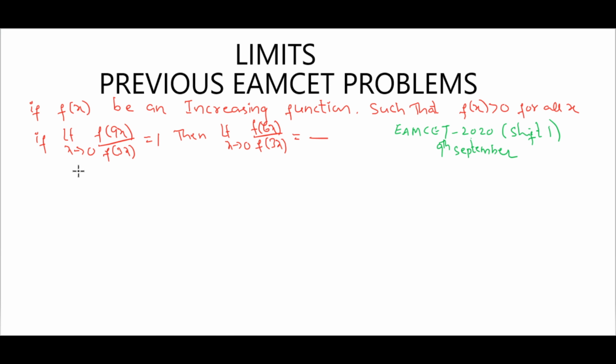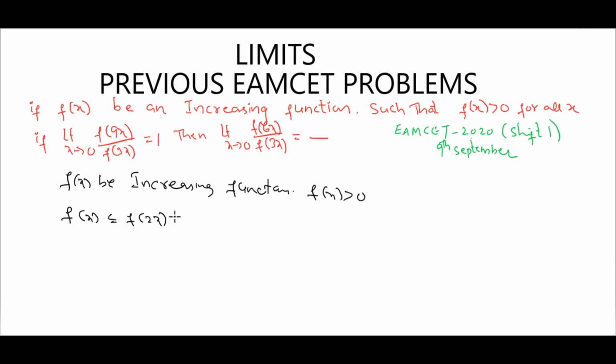Here f(x) is given to be an increasing function, and f(x) is greater than 0. That means f(x) is less than or equal to f(2x), less than or equal to f(3x), less than or equal to f(nx). So f(3x) is less than or equal to f(6x), which is less than or equal to f(9x).